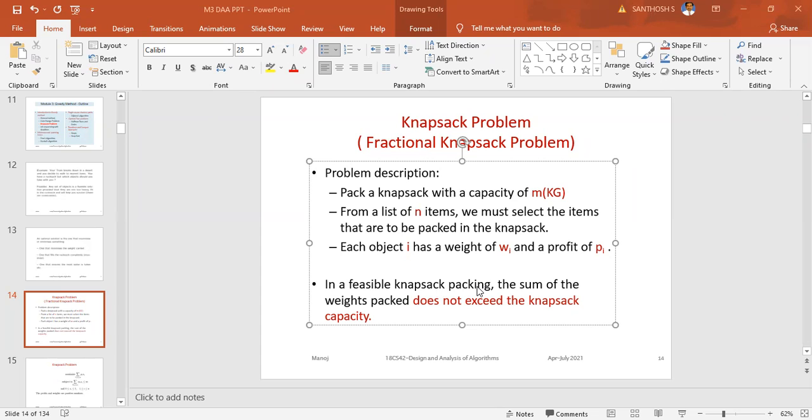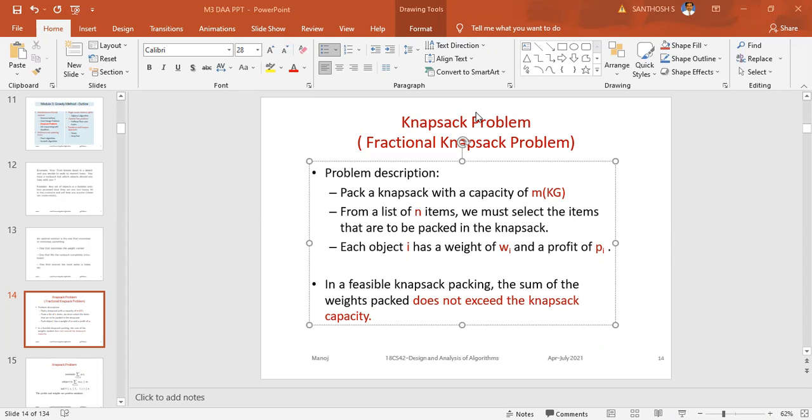In a feasible knapsack packing, the sum of weights packed should not exceed the knapsack capacity. What is the knapsack capacity? It is M. If you are placing items with weights W1, W2, W3, depending on the items, then because it is a sum, W1 plus W2 plus W3 should be less than or equal to M.